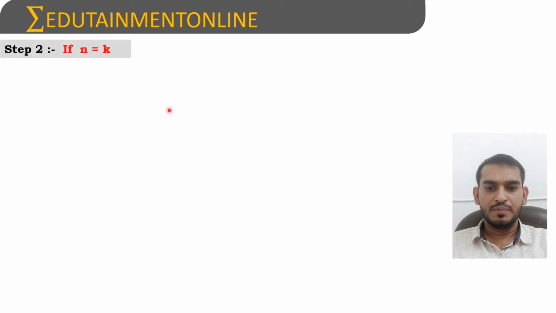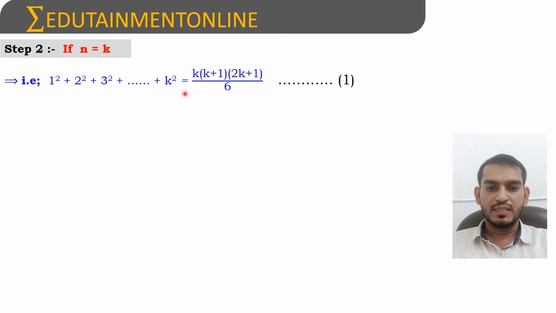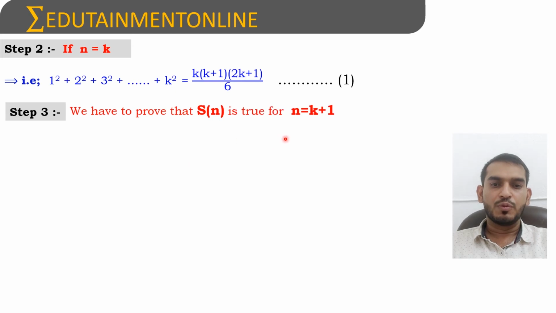Now the second step: we have to assume that S of n is true for n equals k. So in place of n in the statement, we will substitute k. That will be 1 square plus 2 square plus 3 square up to k square is equal to k into k plus 1 into 2k plus 1 by 6. Now we have to prove that S of n is true for n equals k plus 1. This statement is for k terms, so we have to add the k plus 1th term on both sides.